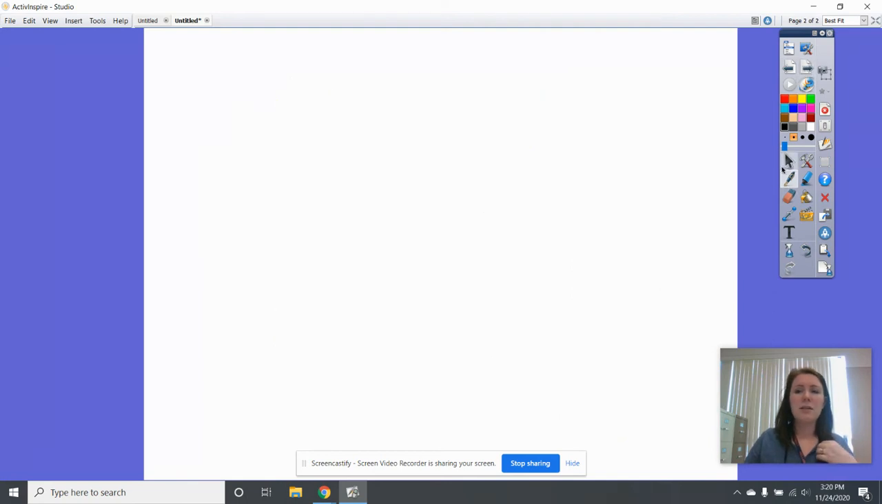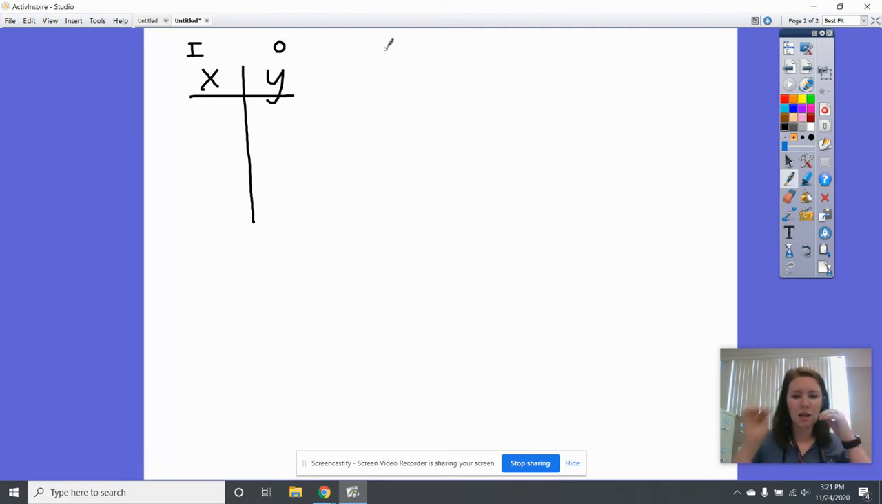Next, let's look at how to tell if a table is or is not a function. Usually a table is going to have an X or a Y, but what's most important is your input and your output. If you have it in context, then your input's usually something like time and your output is something like distance. But what matters is that each input has only one output.